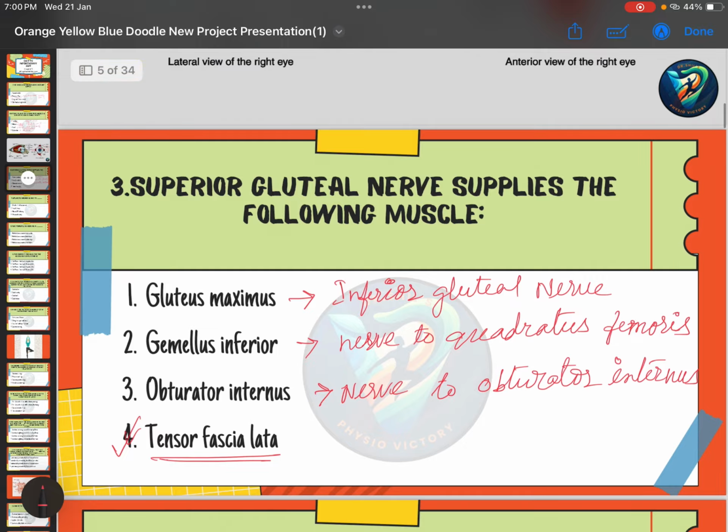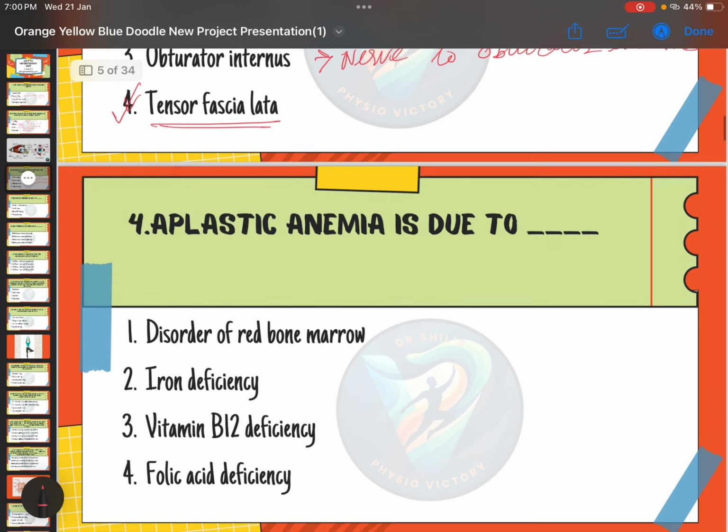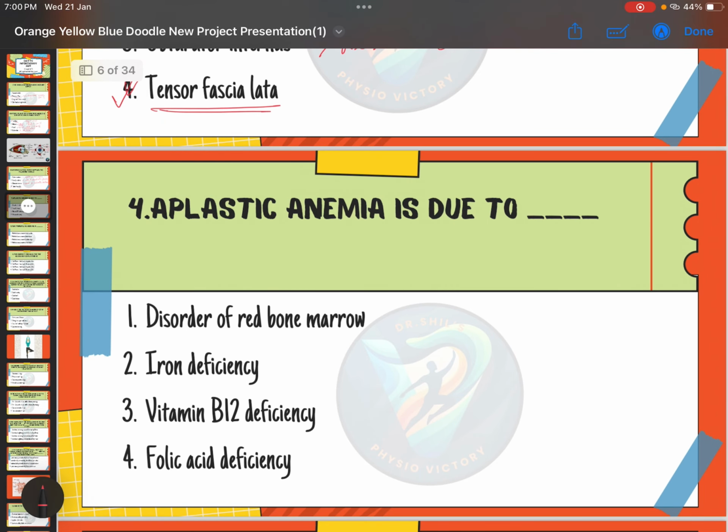Next, come to question number 4. Aplastic anemia is due to option 1 disorder of red bone marrow, option 2 iron deficiency, option 3 vitamin B12 deficiency, and option 4 folic acid deficiency. Here the correct answer is option 1 disorder of red bone marrow.